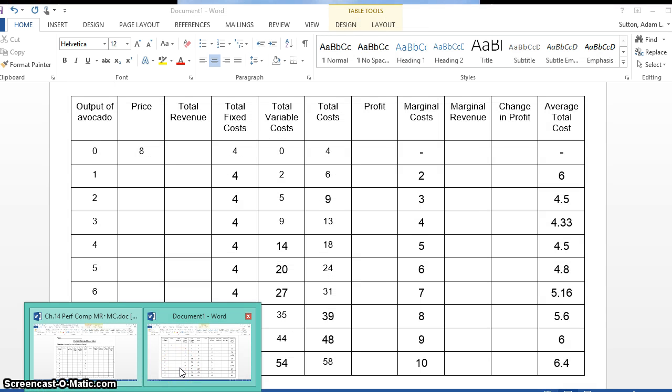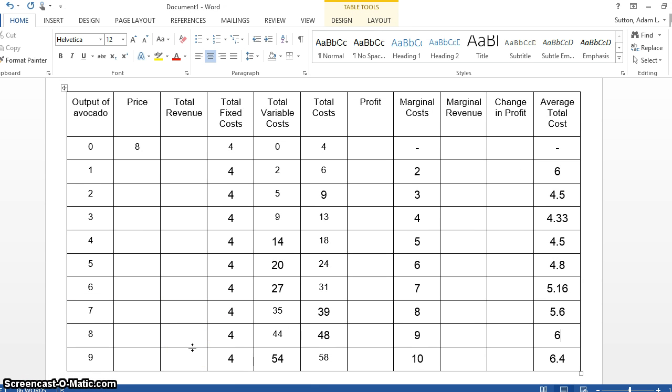Alright, and then when you get done, it should look something like this here. And hopefully I haven't made any errors, but the total fixed cost, like we've talked about, stays the same whether you're making 9 avocados or no avocados. And this is true for any product, not just avocados, but we're dealing with avocados today. The variable cost, you see here, they increase as we go along. And your total cost is the sum of your total fixed and total variable cost. Hopefully everybody's with me so far.